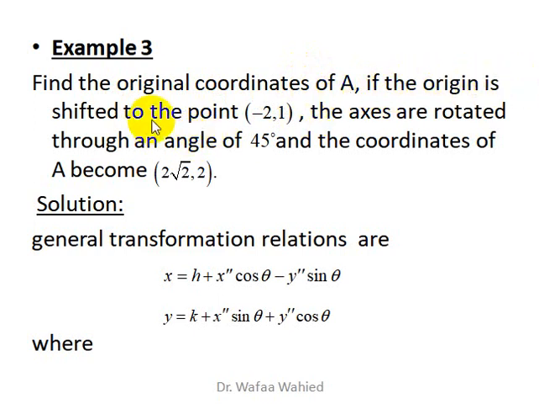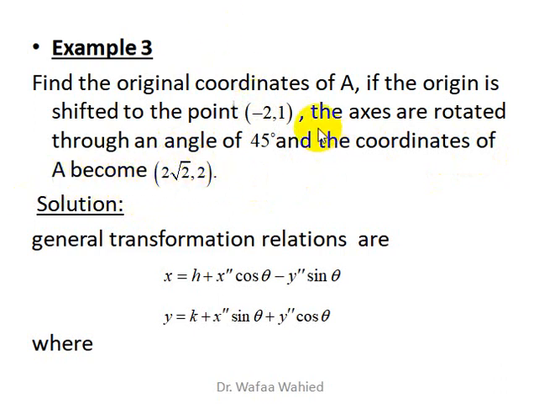If the origin is shifted to the point -2, 1, then -2, 1 is the new origin, but the old origin is the point O, 0 and 0. The axes are rotated through an angle 45 degrees. This is the angle of rotation, and the coordinates of A becomes 2 square root 2 and 2. So this point is the new coordinates of the point A.